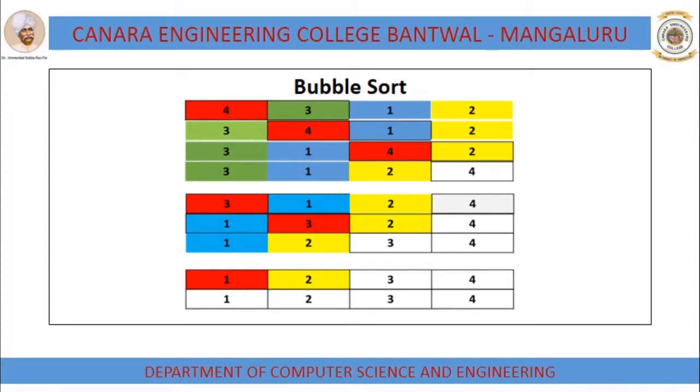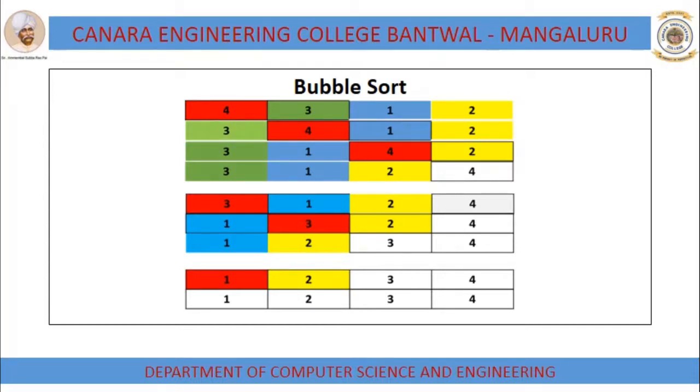So now two more elements are remaining. I'll have to again scan the array to sort them in ascending order. Now 1 and 2 I will compare. Since 1 is less than 2 and they are in ascending order, I need not swap them. Now the entire array is sorted in ascending order.